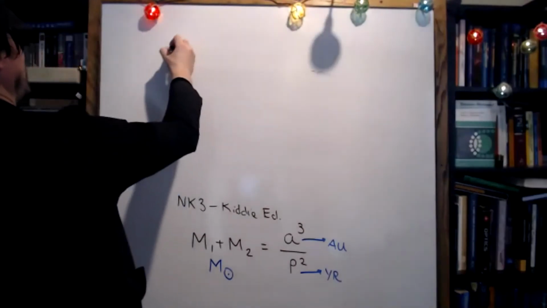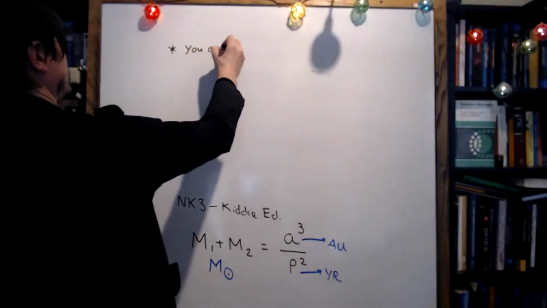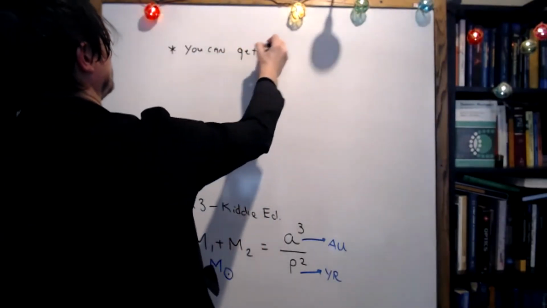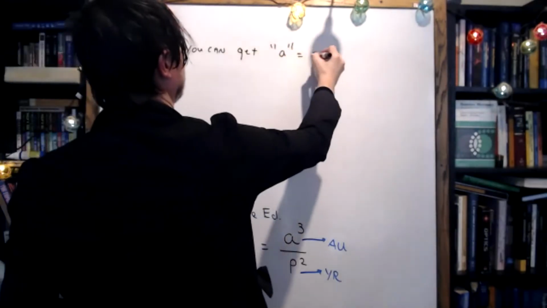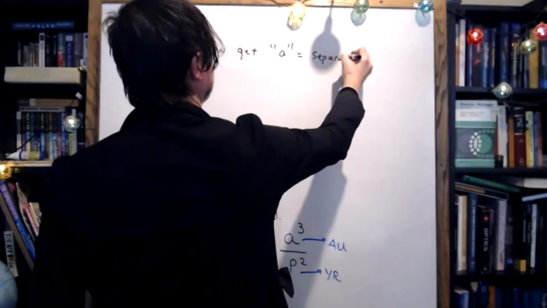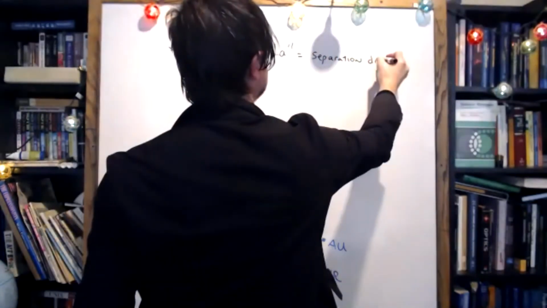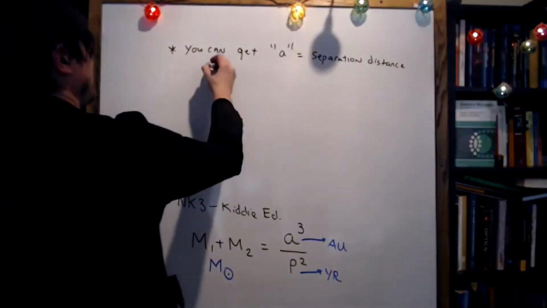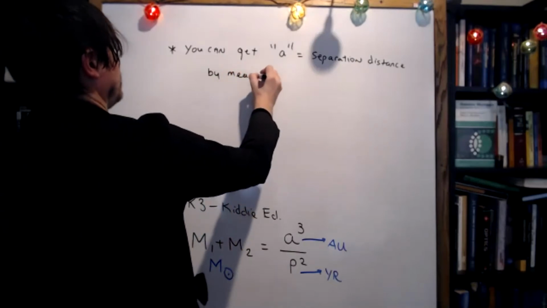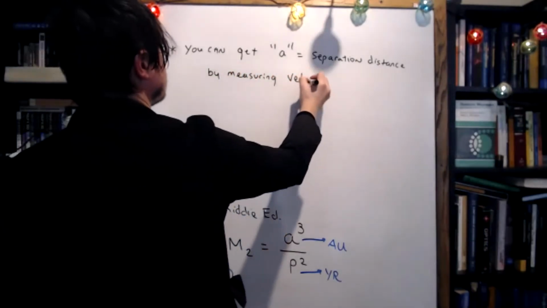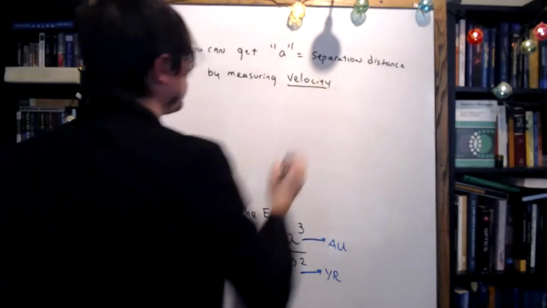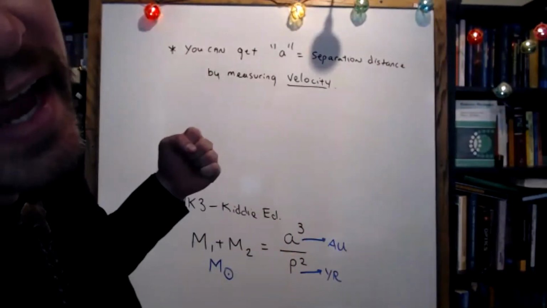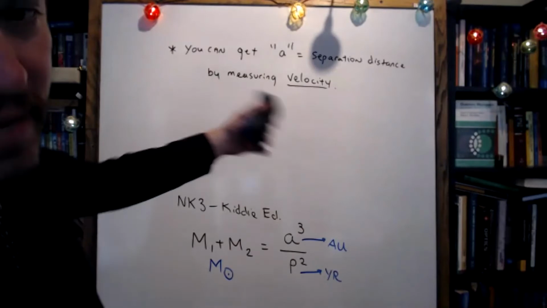So the next key idea is you can get A, which of course is the separation distance. You can get A, the separation distance, by measuring the velocity. And astronomers do this all the time, not only in optical astronomy, but also especially in infrared and in radio astronomy, by measuring the velocity.